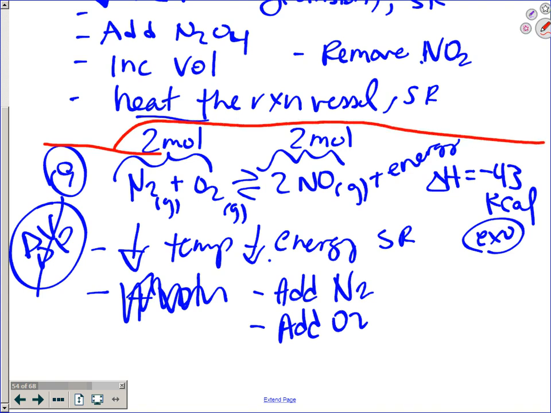Good. Remove, did you say that? I said it. I mean, no, Glenn said it. Okay, thanks, Glenn. So removing a product will cause more products to be made.